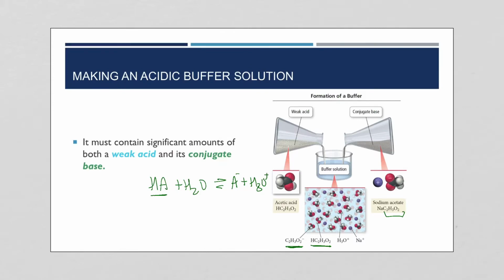So again, when we make this up, we literally would take a solution of a weak acid, like an acetic acid solution, and we would mix it with a solution of its conjugate base in the form of, of course, an ionic compound, because that conjugate base is going to be an anion. So we might mix it with a solution of, say, sodium acetate. And the end result is we create a solution that contains significant amounts of both the weak acid, acetic acid, and its conjugate base, acetate ion. Okay.